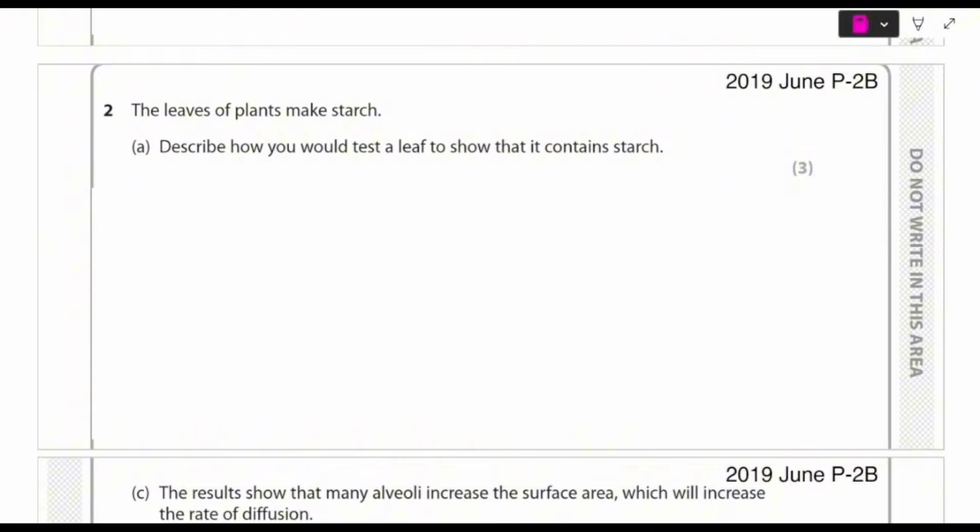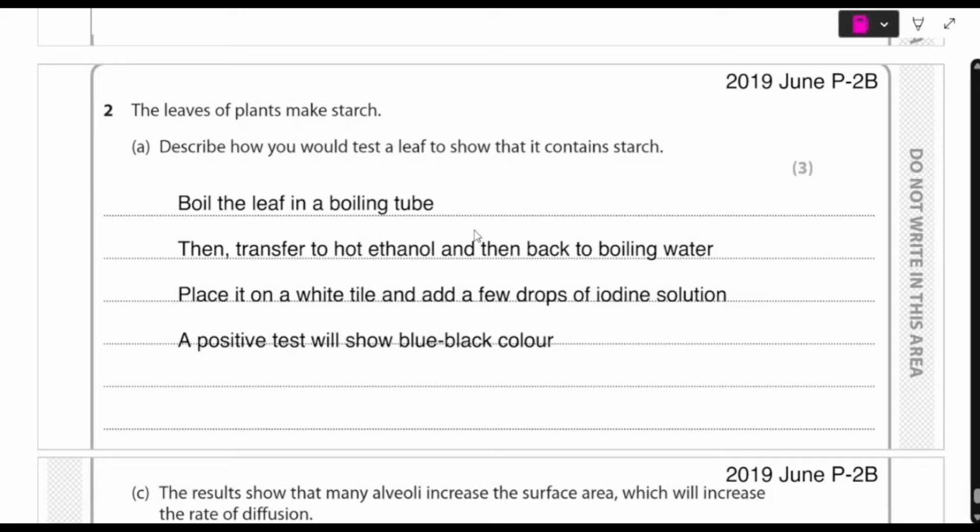Then we have: describe how you would test a leaf that contains starch. So we are basically doing the starch test, which is we are going to use iodine solution on the leaf. First we have to decolorize the leaf. So we will boil it in the boiling tube, then transfer it into hot ethanol, then back into the boiling tube to remove the ethanol. All this is to remove the chlorophyll, and then place it on a white tile and add a few drops of iodine solution. A positive test will show a blue-black color.